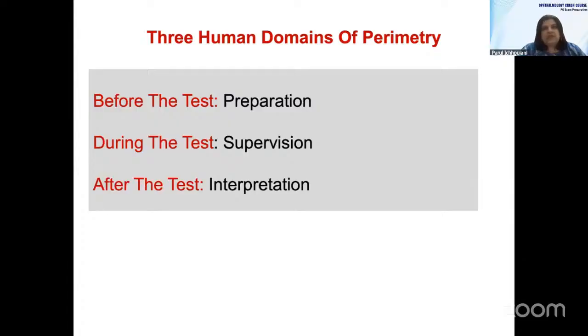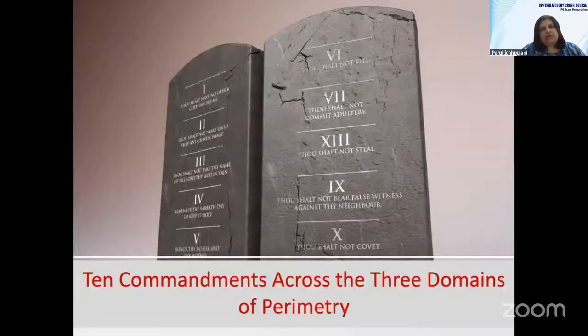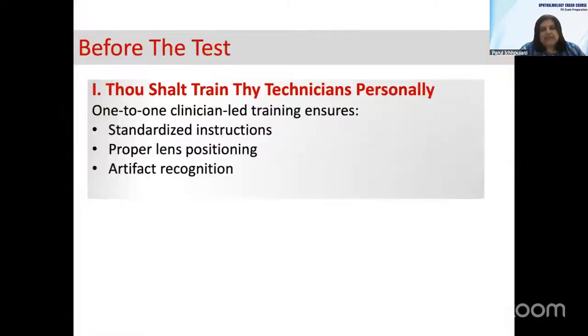So essentially in perimetry, there are three important elements. One is before the test, which requires a thorough preparation both from the clinician's perspective as well as the technician who is doing the test. During the test, you need to supervise the test, and after the test, the interpretation has to be done very carefully. So essentially, I'll be covering 10 commandments across these three domains of perimetry that will help you to assess a patient properly. So before the test, you should train your technician personally.